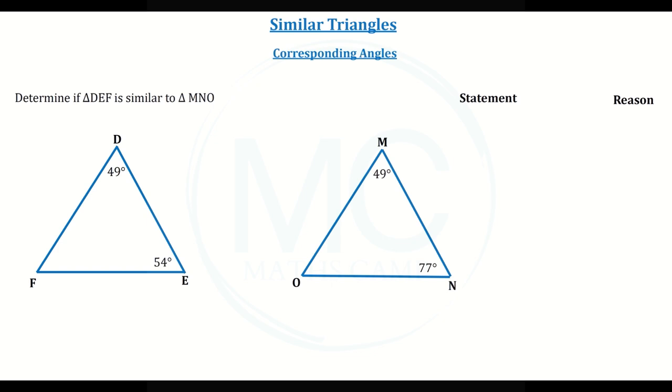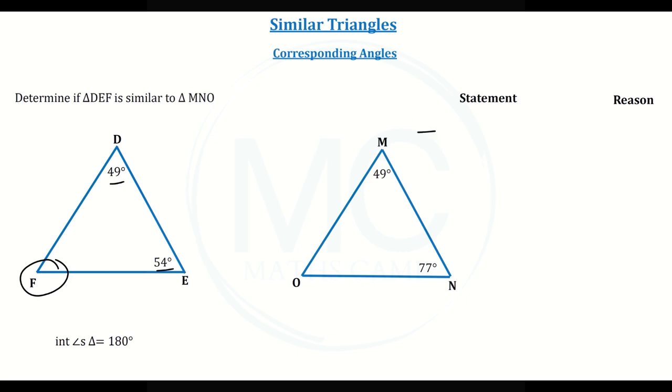Let's start by finding angle F. We know the sum of the interior angles of a triangle is 180 degrees. So let's make a note of this down here. This means that if we add 49 degrees, 54 degrees and angle F, we will get a total of 180 degrees. And we can use this to find the size of angle F.